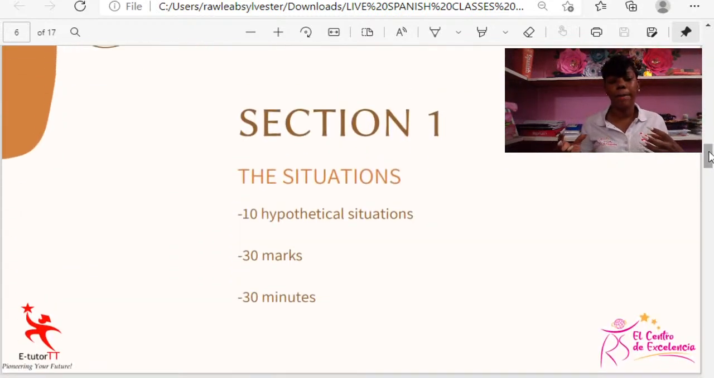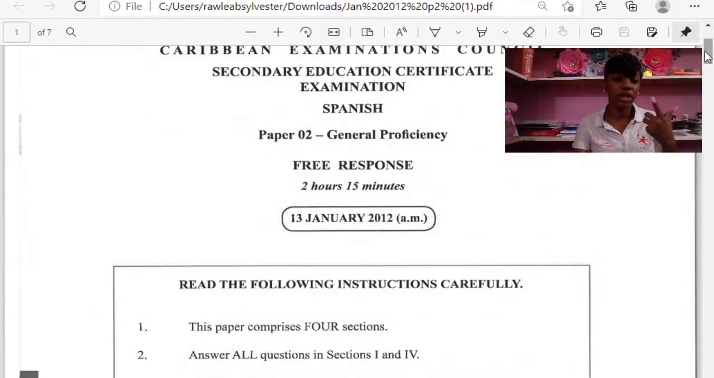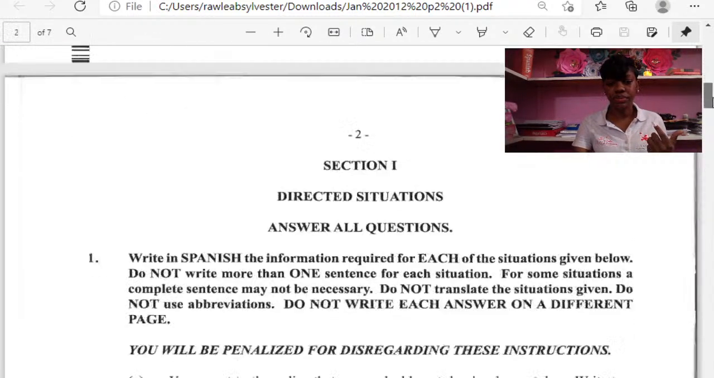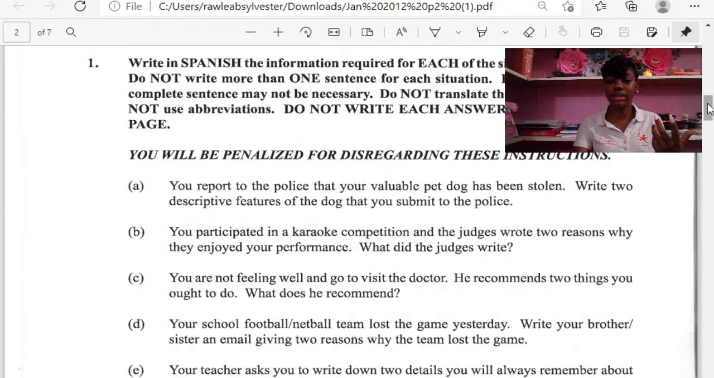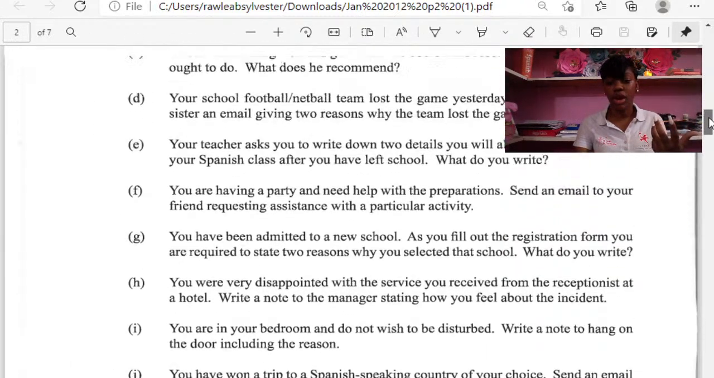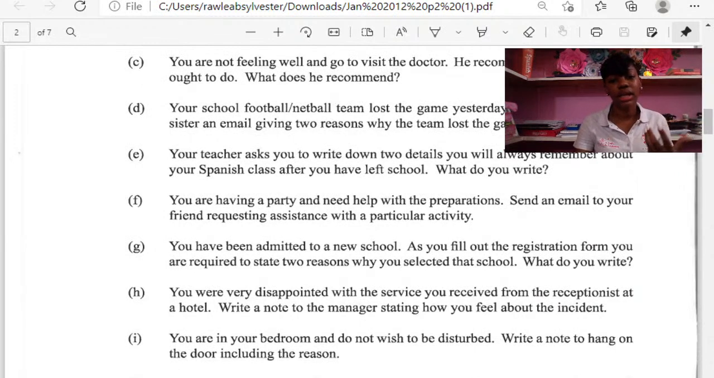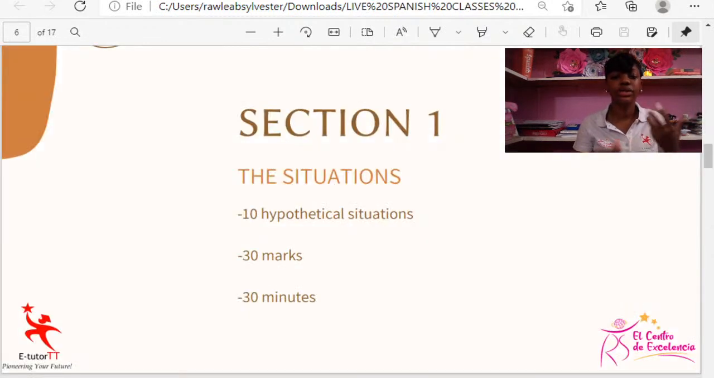So first things first, we have section 1. Section 1 is where you have the situations. Let me bring up a past paper. This is the January 2012 paper 2. You see section 1 consists of 10 questions, and the total marks allocated in section 1 is 30 marks. For section 1, it is 10 hypothetical questions.